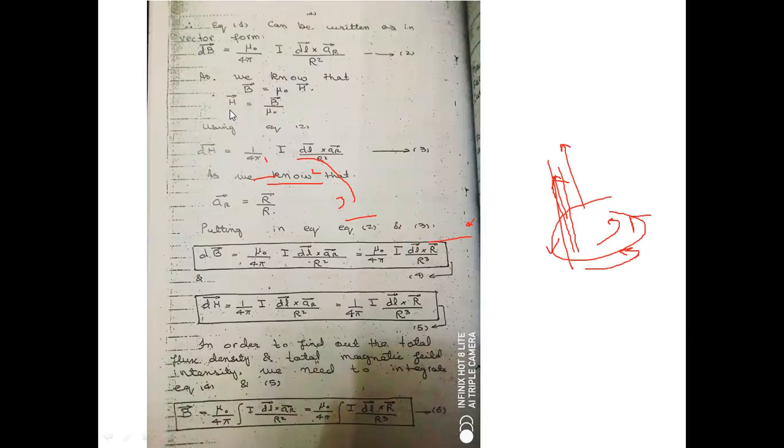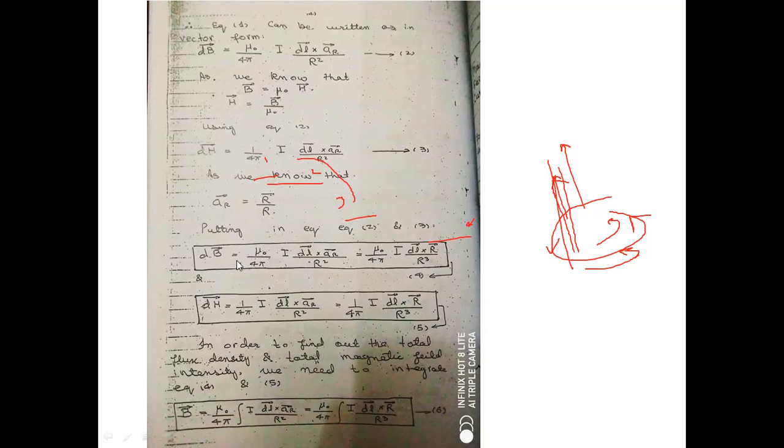Now for the H, we have to divide this whole expression by the mu naught. So mu naught will be cancelled out, and we will get dH is equal to 1 over 4 pi I dl cross ar over r square. For the unit vector, as we know, ar is equal to the vector over the absolute of that vector. So putting these values, we will get mu naught over 4 pi I dl cross R over R cube.